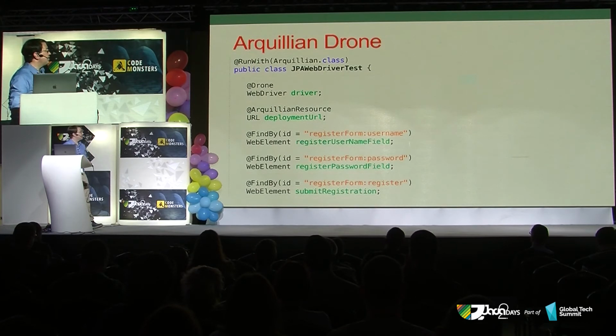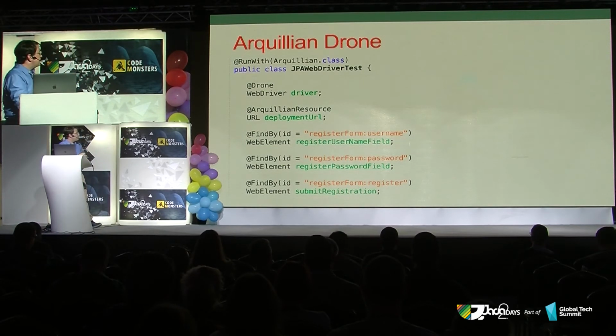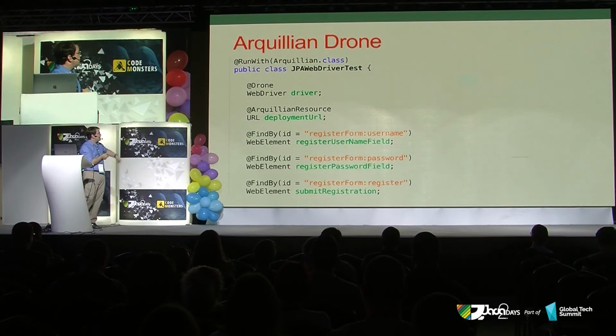So this is an Arquillian Drone test here. As you can see, once again, we have the RunWith Arquillian.class. We have a new annotation here, Drone, which is giving us a direct reference to the WebDriver. We can get the Arquillian resource, which will give us the deployment URL that the application was deployed to, so we don't have to hard code things or try to figure it out.